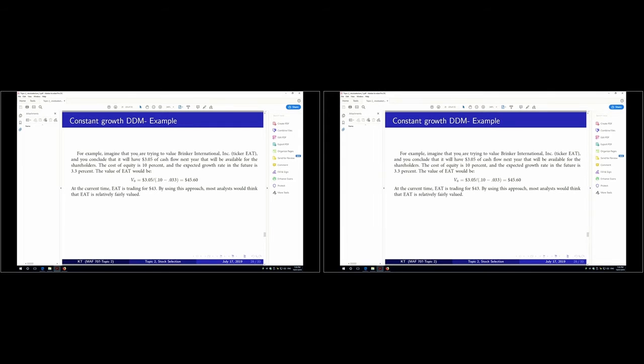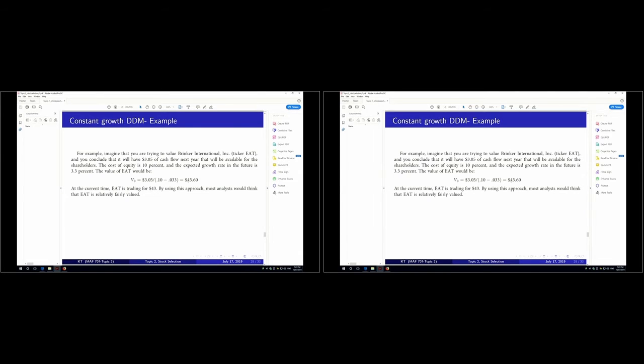So the expected cash flow, the expected dividend is 3.05. That is the D1 element, and the required rate of return is 10%, and the growth rate expected is 3.3%. So 3.05 divided by 10% minus 3.3% produces $45.60. That is the value of this stock.